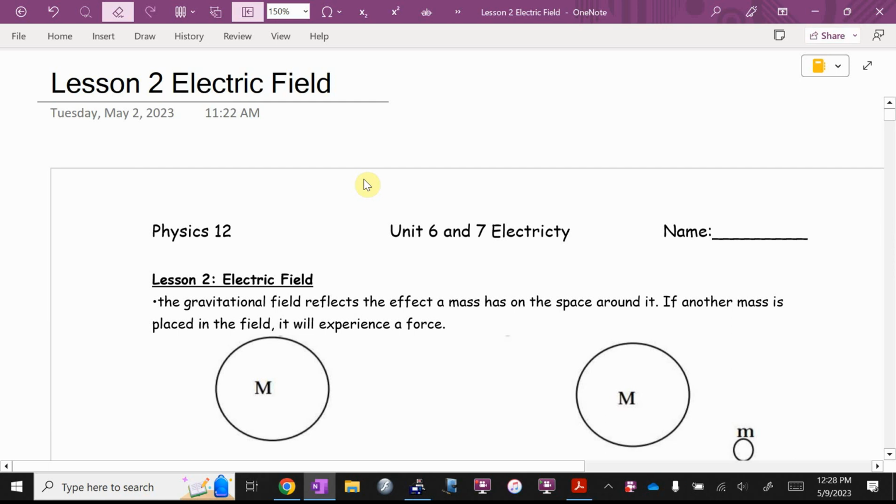Make sure I record these because I changed the lessons for the first time in a while. We're talking about electric field.